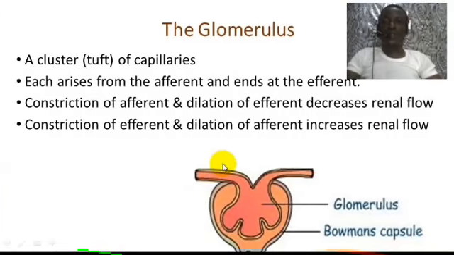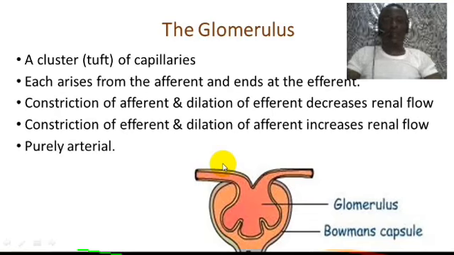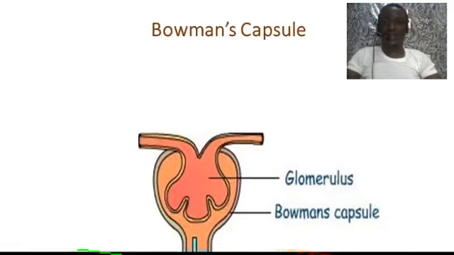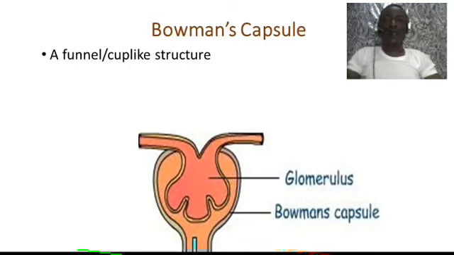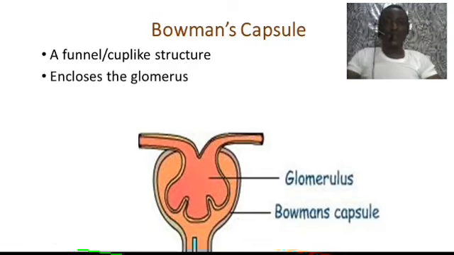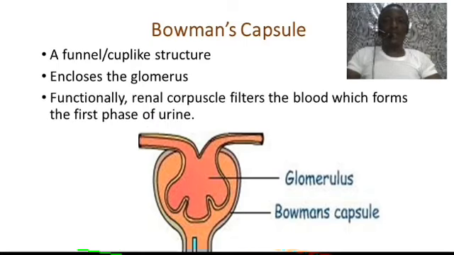Going forward, constriction of the efferent and dilation of afferent arterioles will increase renal blood flow, or blood flow to the kidneys. The glomerulus is purely arterial. There are no veins in the glomerulus. The Bowman's capsule is a funnel or cup-like structure that encloses the glomerulus. Functionally, the renal corpuscle filters blood, which forms the first phase of urine.